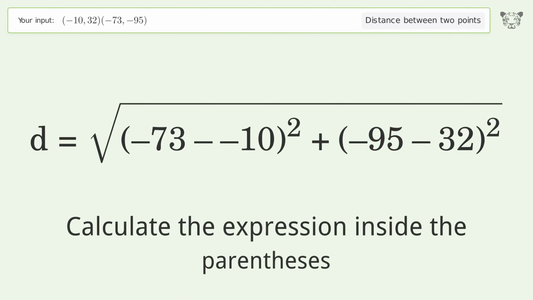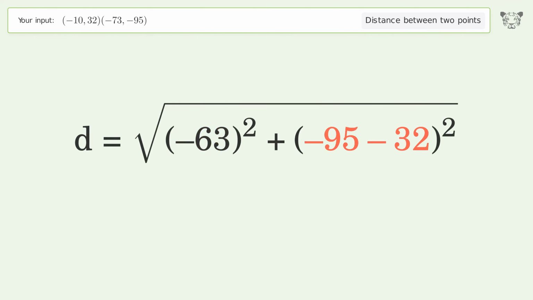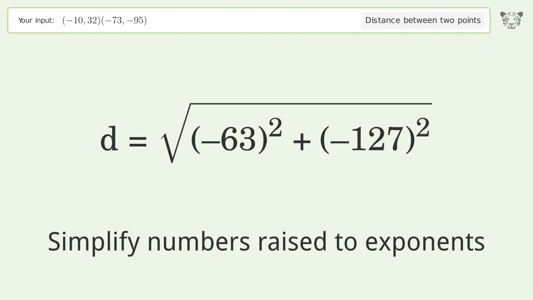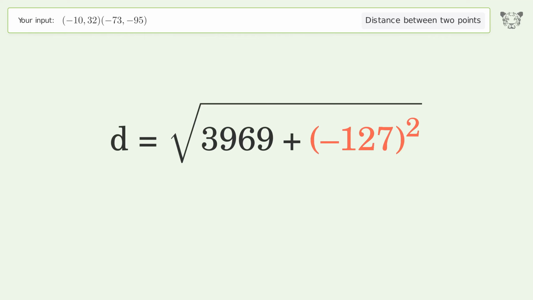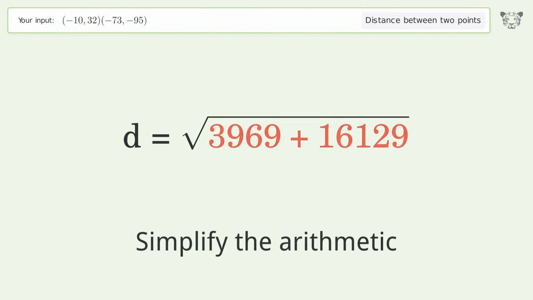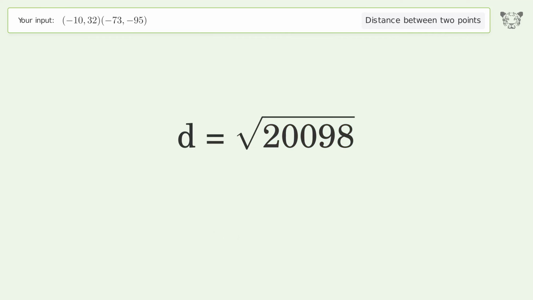Calculate the expression inside the parentheses. Simplify numbers raised to exponents. Simplify the arithmetic. And so the distance between the 2 points is the square root of 20,098, or 141.767.